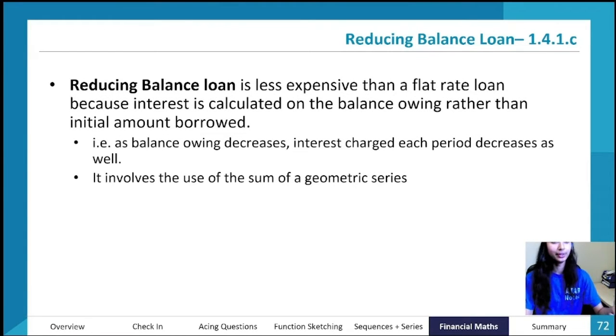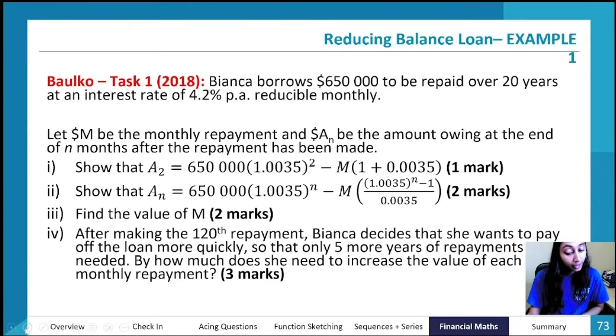Reducing balance loan. It's a little bit less expensive than a flat rate loan, but basically, as the balance owing decreases when you're taking out a loan, the interest charged each period also decreases. It involves the use of geometric sequences and series, and it can get a little bit complex. We've got a couple of questions. We're getting towards the end of this lecture, but these last few questions will take a while to go through. So let's go through a question.